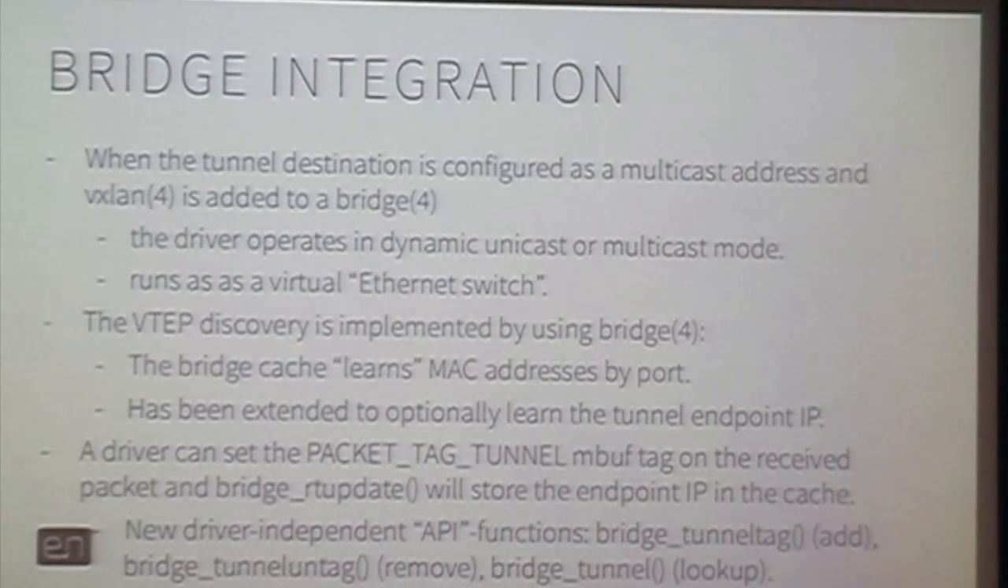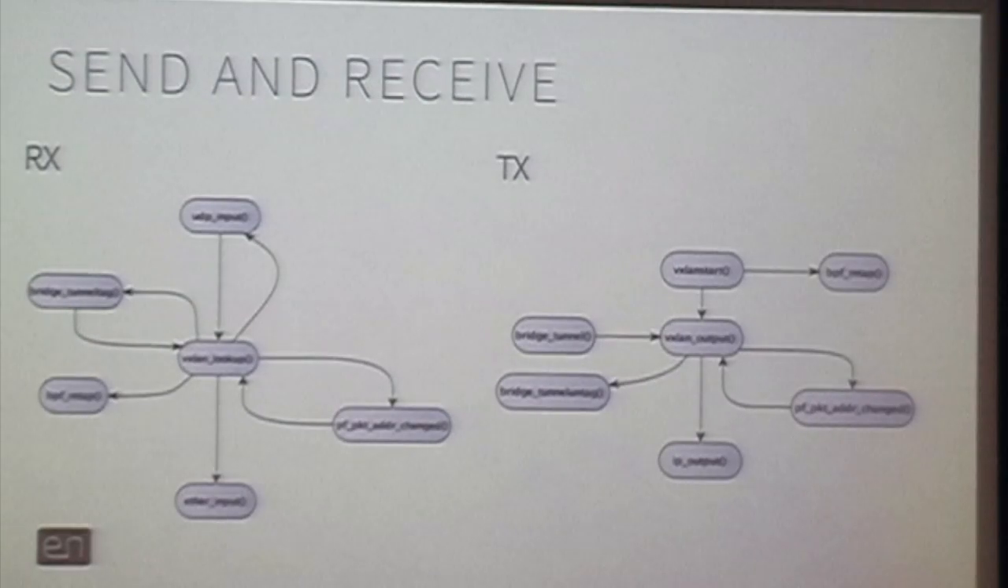So I extended the bridge code a little bit, but the diff is fairly minimal, and it should be possible to adapt it to other bridge implementations without big trouble. So it basically sets a PF tag on the received packet, the driver, so VXLAN, well, it's an mbuf tag, sorry. VXLAN receives a packet as a UDP message, decapsulates it, and then it sends it to the ether input routine, and it adds the mbuf tag with the original tunnel endpoint.